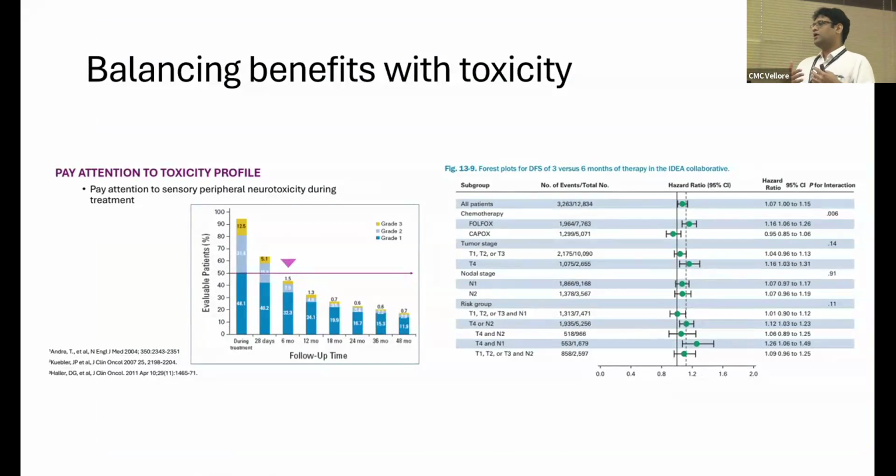So neuropathy is one major toxicity. The other one we're worried about with exposure to oxaliplatin is hepatotoxicity. They can have veno-occlusive disease. Okay. 5FU also has toxicities. Anybody knows about toxicity with 5FU or capecitabine? Anybody knows any toxicity that they can have?